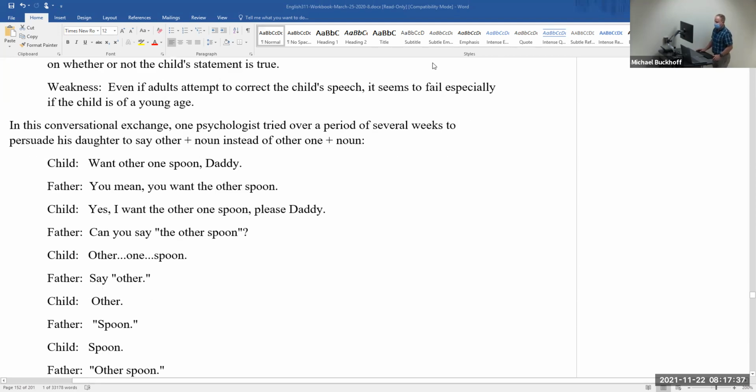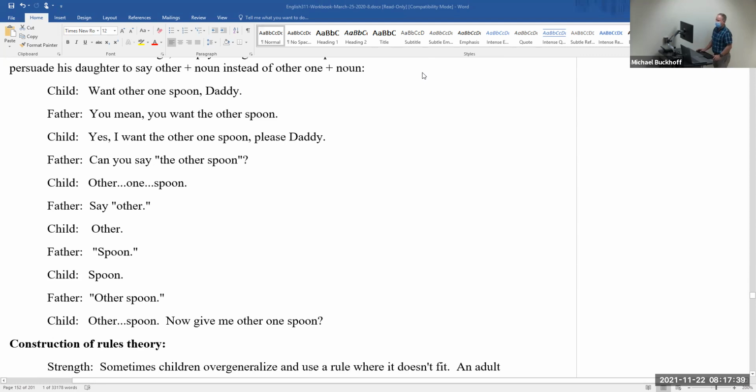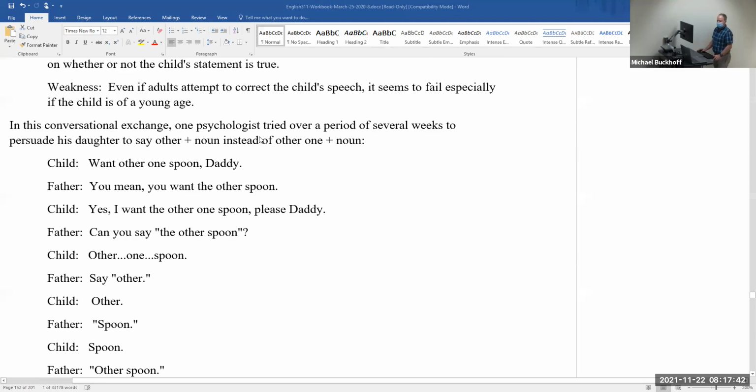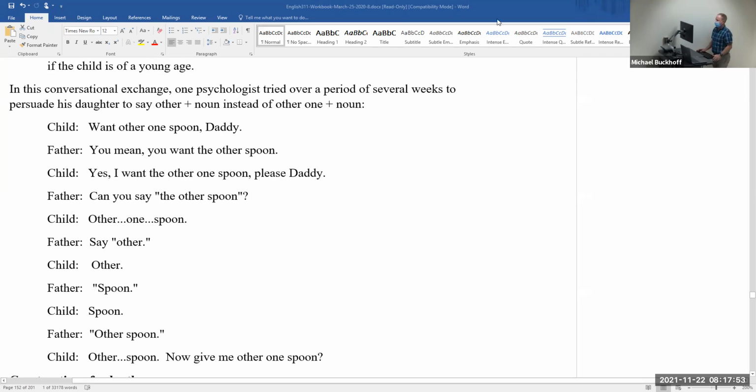So in this conversational exchange, it says, one psychologist tried over a period of several weeks to persuade his daughter to say "other noun" instead of "other one noun." So let's see how that works out.